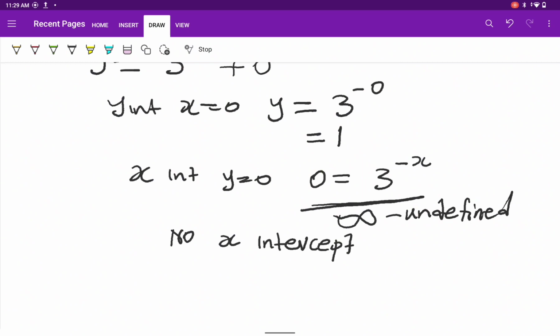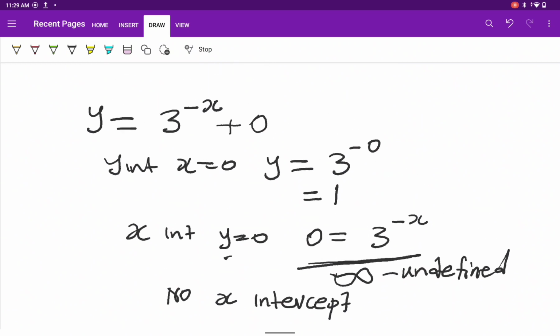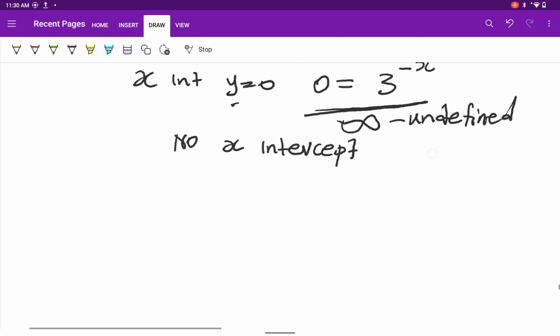Of course, it's because the asymptote is at y equals 0, and we are drawing the graph above the asymptote. We look at the asymptote, it's at y is 0, and we are drawing above it, so that is why there's no x-intercept. So let's try to draw this graph and see how it looks.